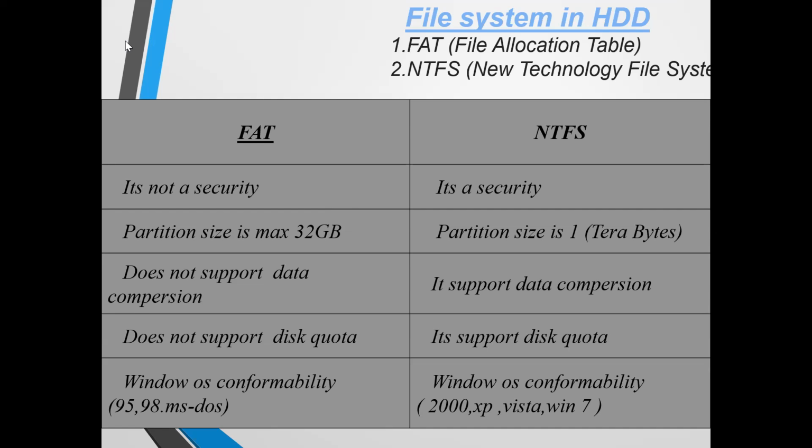FAT does not support disk quotas. You can't divide it into smaller quotas. NTFS does it, just like what you do with a pizza. You divide it into small slices.